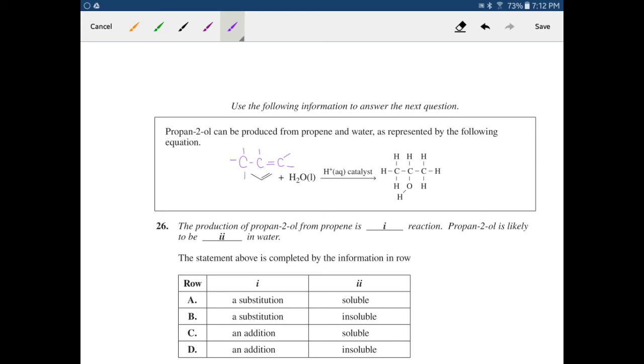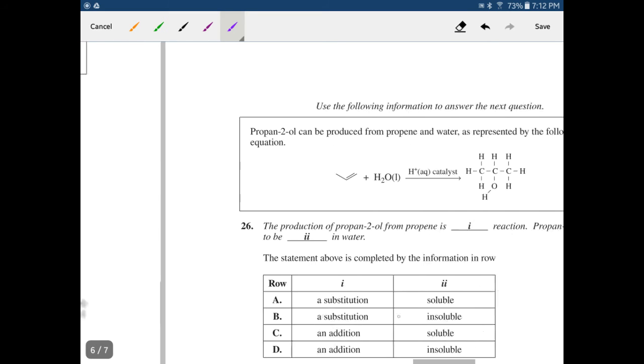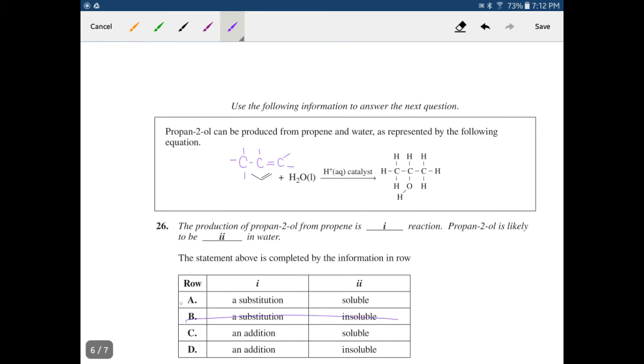So, because I know that this is likely an addition reaction, like I mentioned, I'm going to just cross out substitution as a possible answer. Okay, then propan-2-ol is likely to be blank in water.